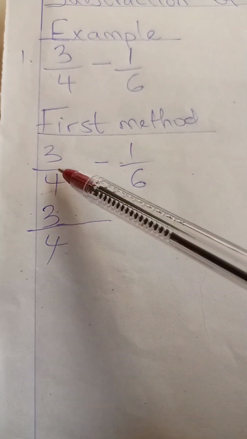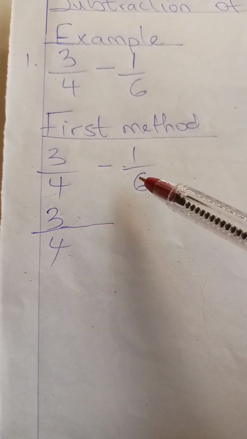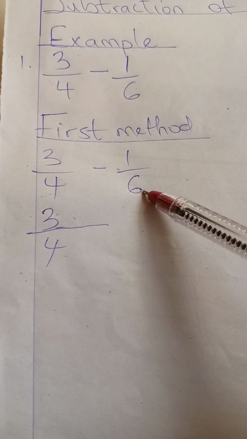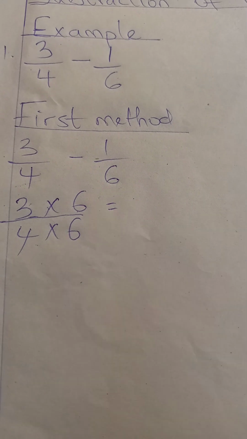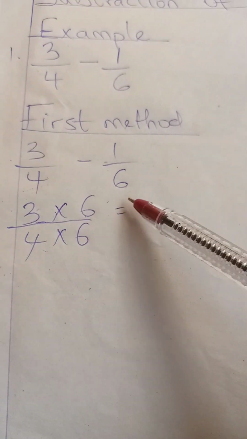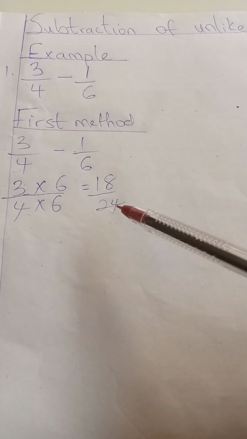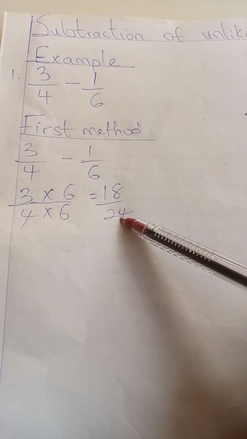So 3 over 4, the first fraction, I've written it out. I'll multiply the numerator and the denominator with the denominator of the second fraction, and that is exactly what I've done here. 3 times 6 will be 18, 4 times 6, 24. And this is for the first fraction.